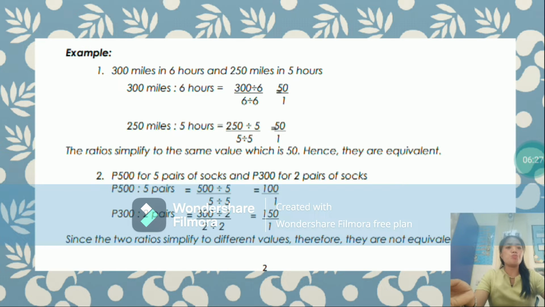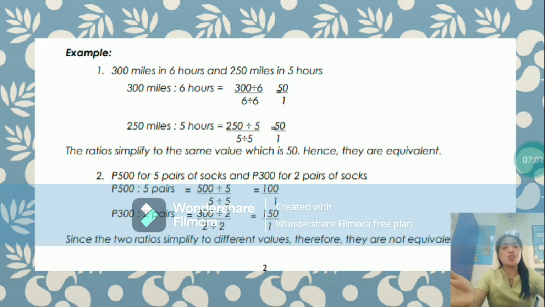Now let's have number 2. Again, 500 pesos for 5 pairs of socks, and 300 pesos for 2 pairs of socks. So you have 500 pesos is to 5 pairs, which is equal to 500 divided by 5 over 5 divided by 5. That can be simplified into 100 over 1 or 100.